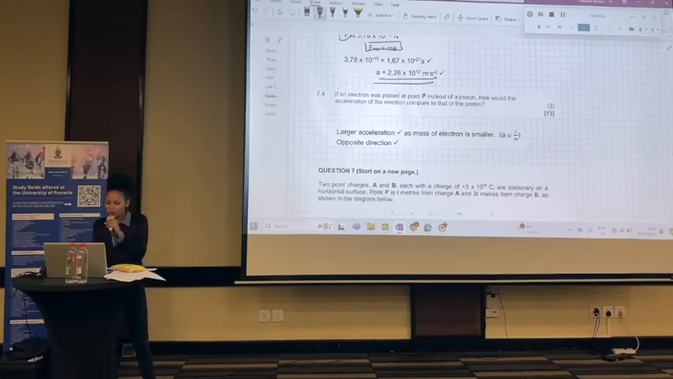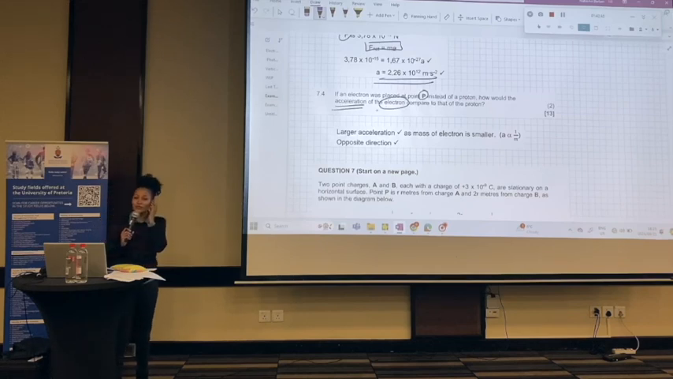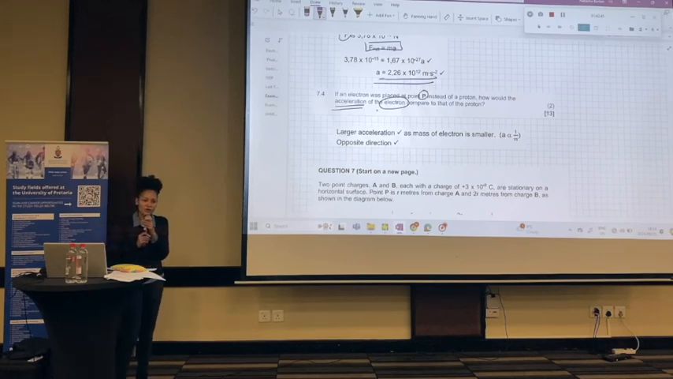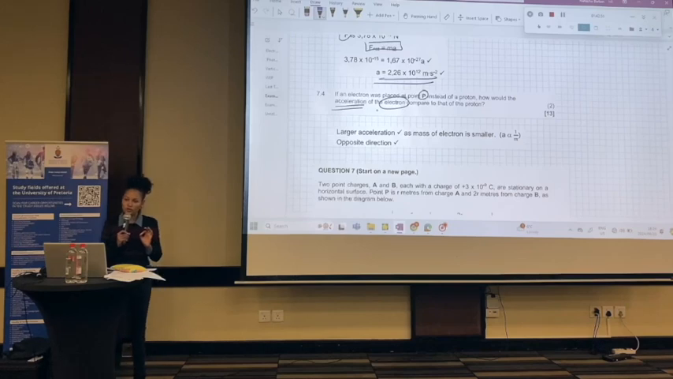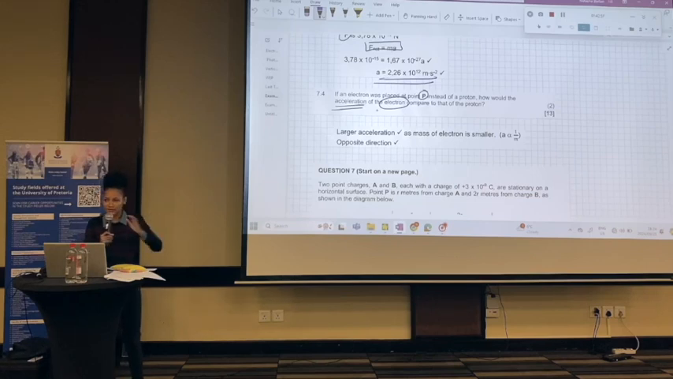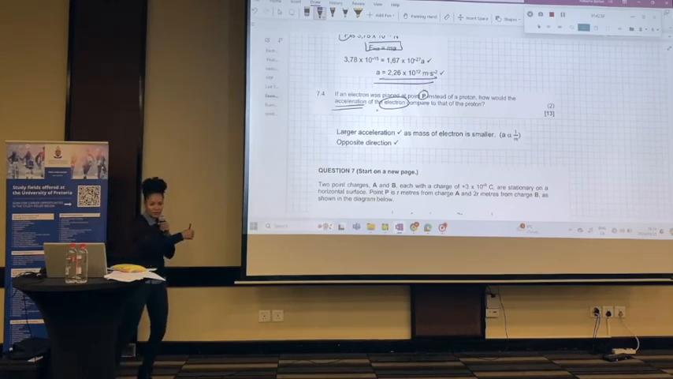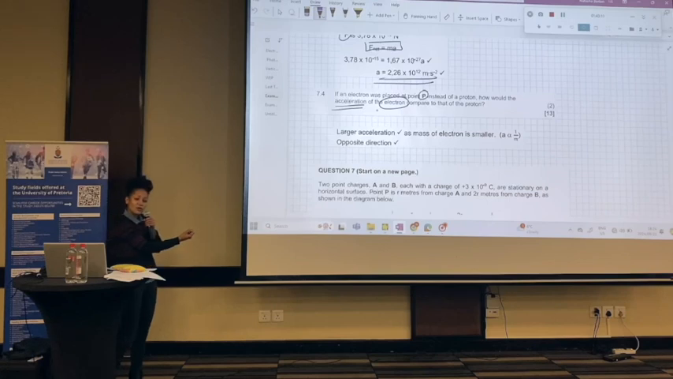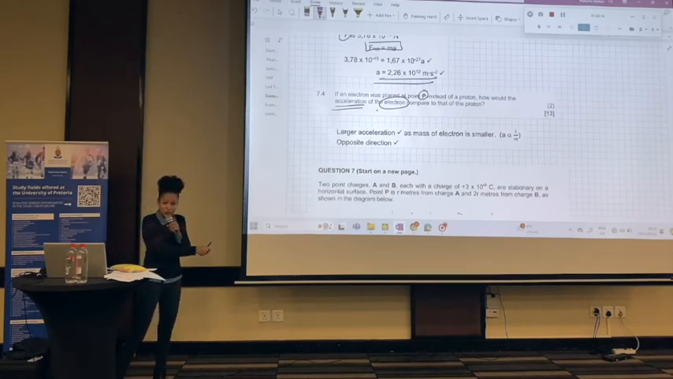They say if an electron was placed at point P, how would the acceleration of the electron compare to the proton? Okay. Guys, if you take a look at your table of constants, you're going to see the mass of an electron. It is smaller than the mass of a proton. You see in front of me, I have a tiny little electron and I have a big bus. I'm going to punch the electron and then I'm going to punch the bus. Do you think the bus is going to move? I'm using the same amount of force, but because the bus is so large, it doesn't move. And because the proton or electron is so tiny, it's going to move.